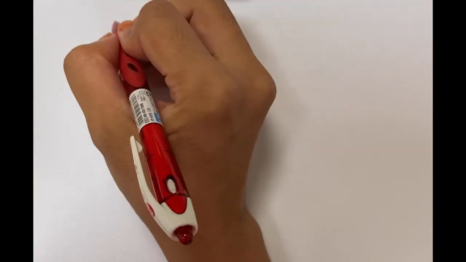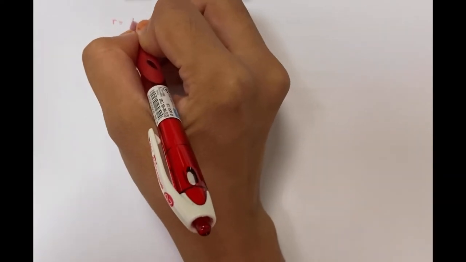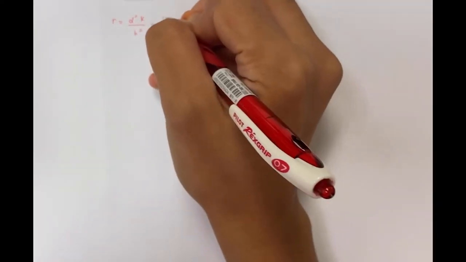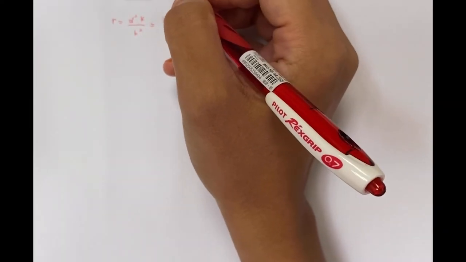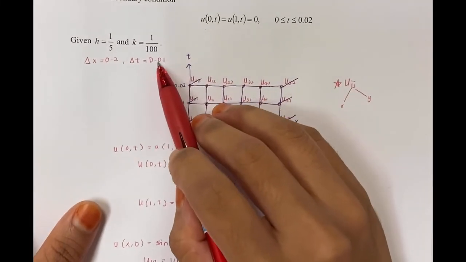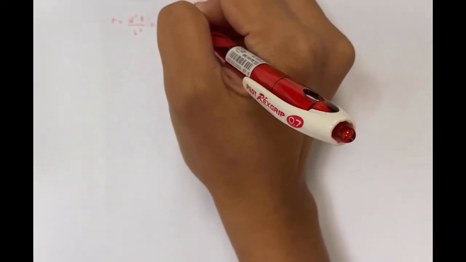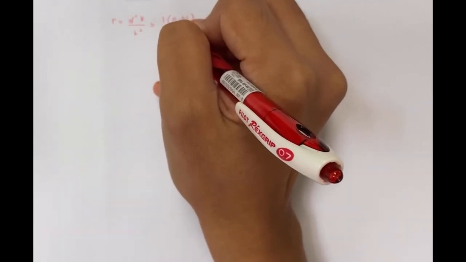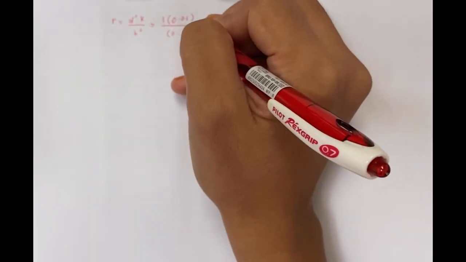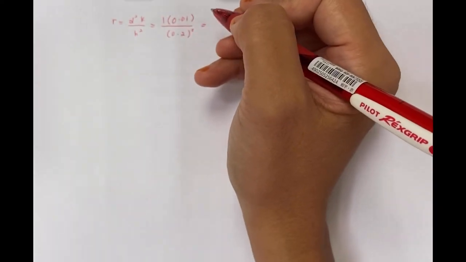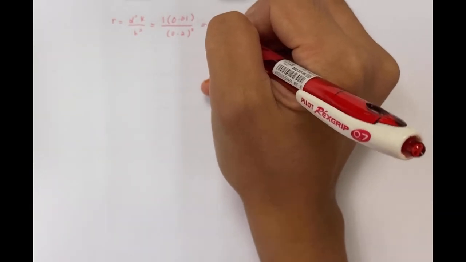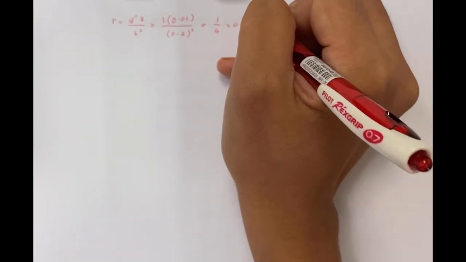For the formula, first we start with r. r is alpha square k over h square. So alpha square is 1, k is 0.01 and h is 0.2 square. So 0.01 divided by 0.2 square is equal to 1 over 4. This is equal to 0.25. So you have your r.